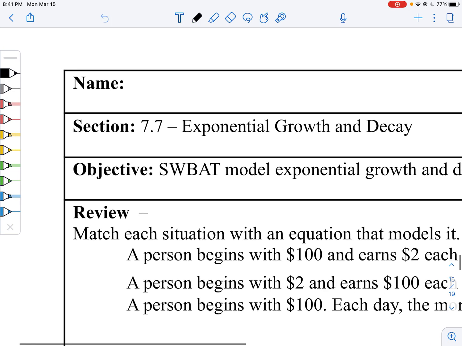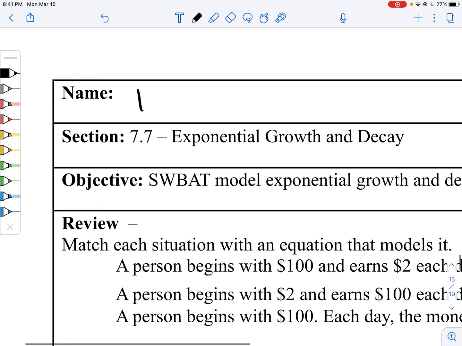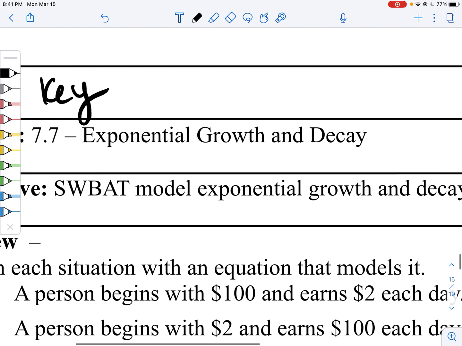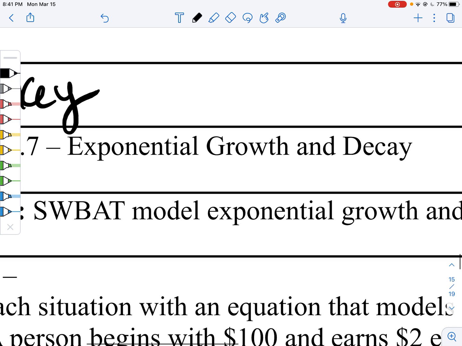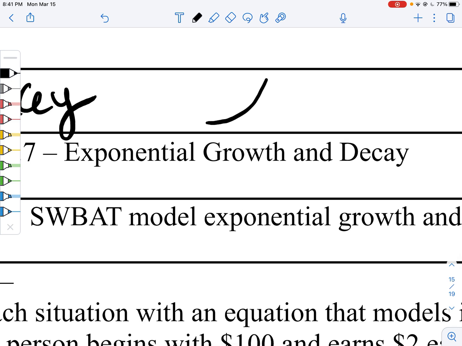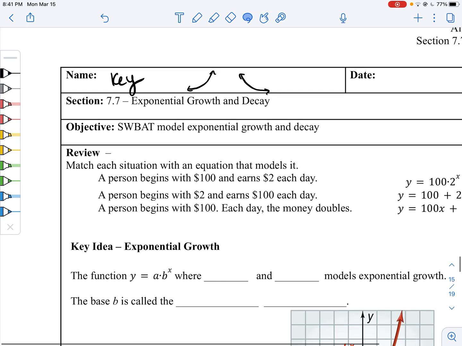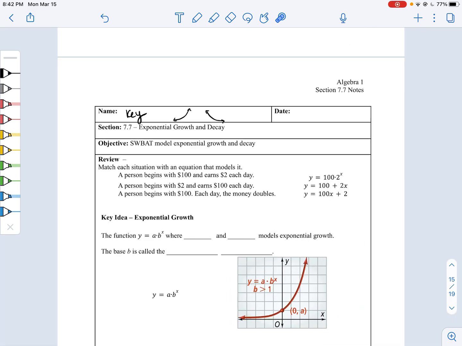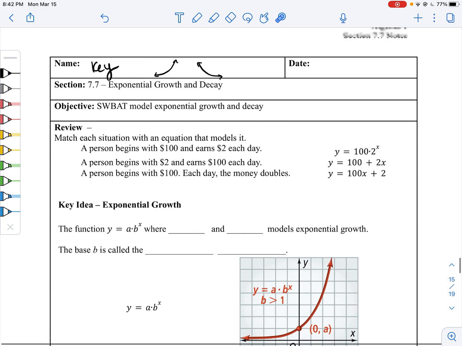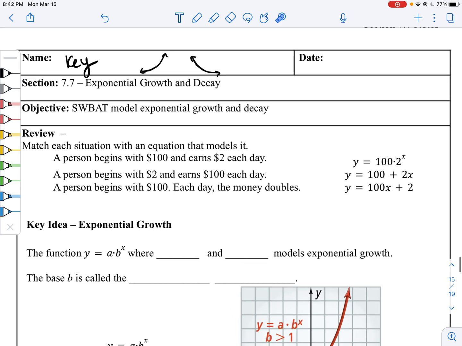Hello there, and welcome to the Chapter 7, Lesson 7 notes on exponential growth and decay. Remember that exponential growth is where the graph looks like this, and exponential decay is where it looks like that. Aw, sad day. Okay. By the end of the day, you'll be able to model exponential growth and decay in word problems. First, let's review modeling situations.